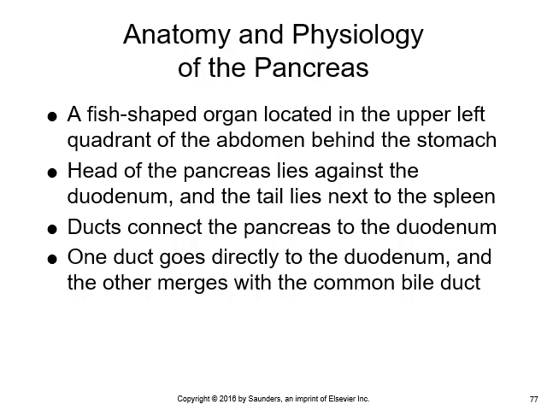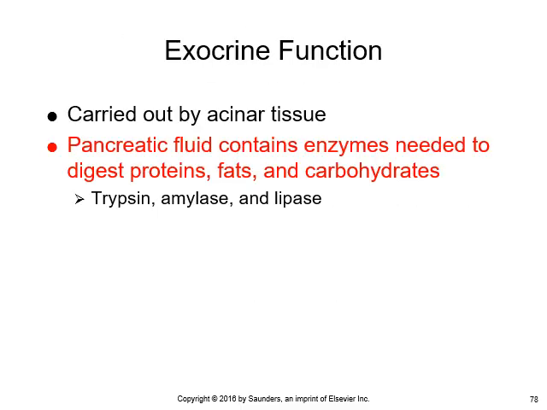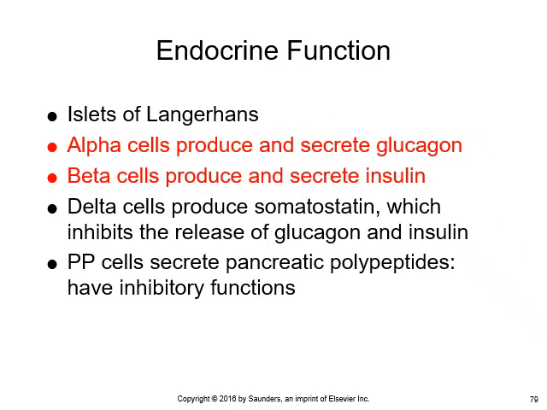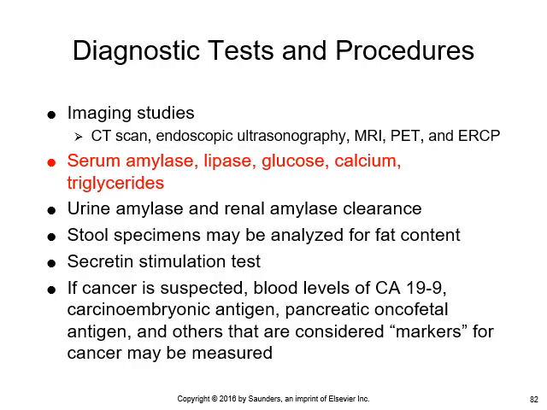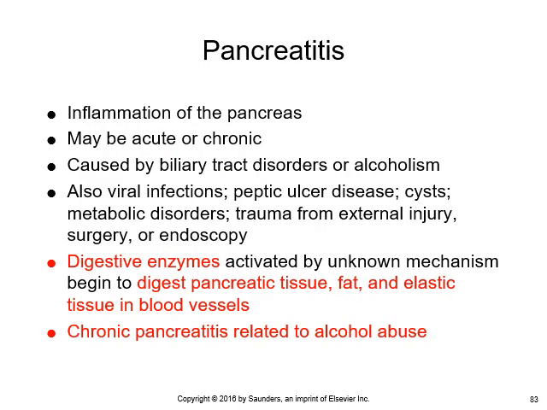The pancreas is the fish-shaped organ located in the upper left quadrant of the abdomen behind the stomach. And it contains enzymes that are needed to digest proteins, fats, and carbohydrates. They are trypsin, amylase, and lipase. And the alpha cells produce and secrete glucagon, and beta cells produce and secrete insulin. Physical examination and diagnostic test procedures are the same as what we talked about in chapter 37.